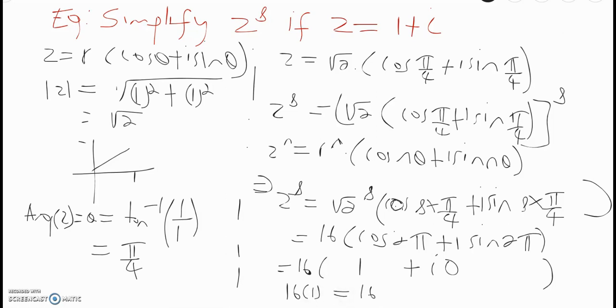And this is actually pretty interesting, because what this is saying is that if we take the complex number 1 plus i and we raise it to the power of 8, what you're going to end up with is a real number. Not a complex number now, but a real number. And that real number is going to be 16. Pretty interesting here. So we end up with a real number as our result.